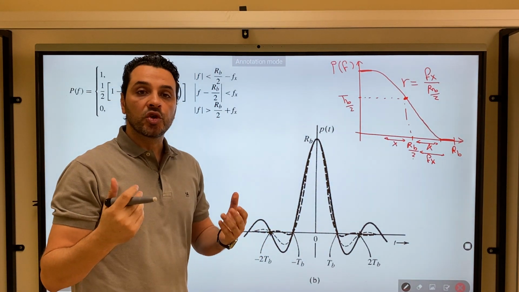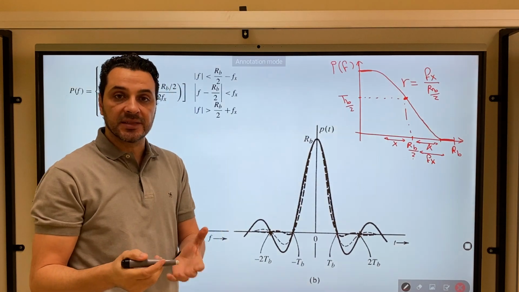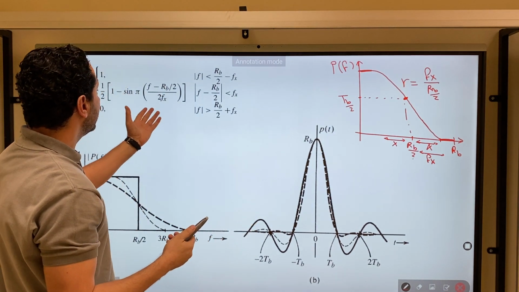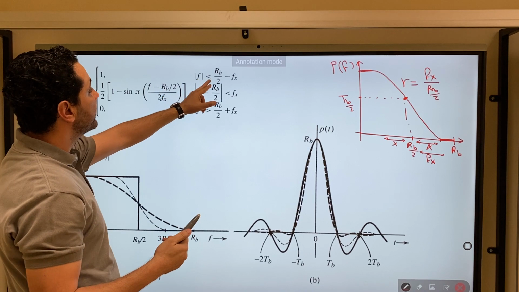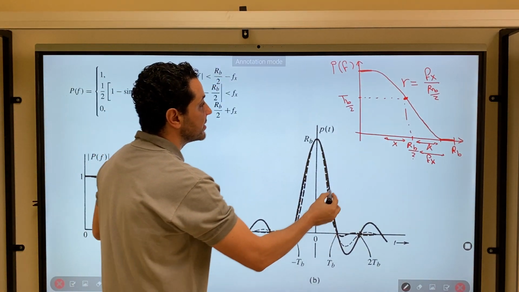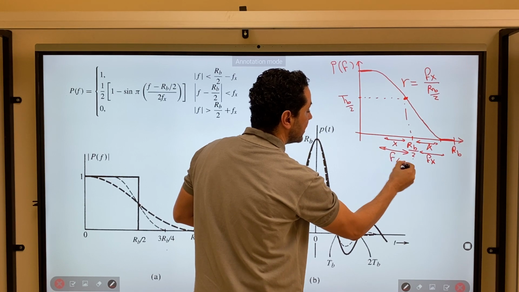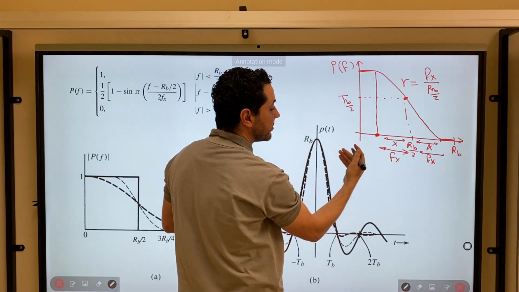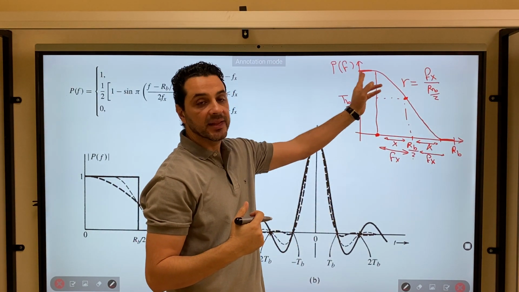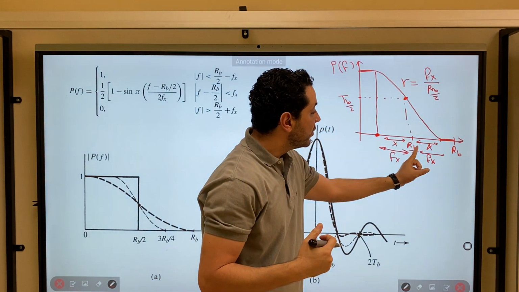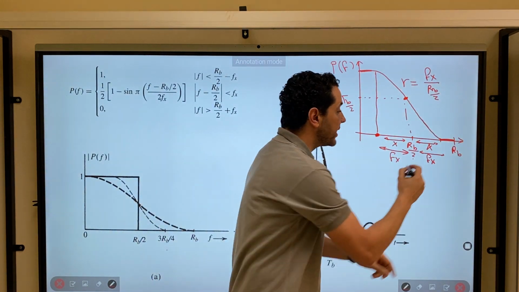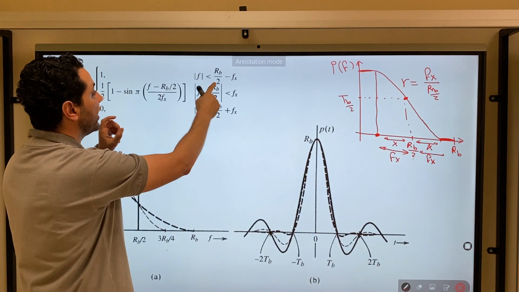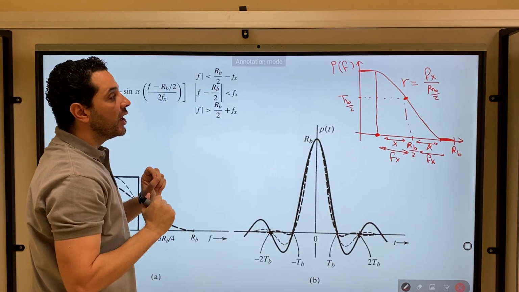In this video, we are going to present a family of pulses that satisfy this criterion. And this family can be represented mathematically using this equation, where for f smaller than Rb/2 minus Fx, for frequencies less than this point, it will be flat. And at the other side, when f is greater than Rb/2 plus Fx, it will be 0. And for f less than Rb/2 minus Fx, it will be 1 or Tb.